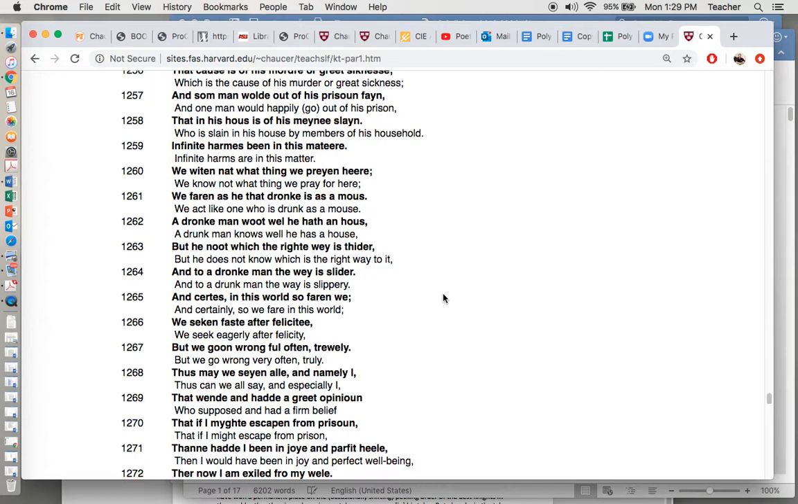Even it harms been in this matter, we witten not that thing we pray in here. We fare as he that drunk is as a mouse. A drunk man wot well he hath a house, but he not which the right way is thither. And to a drunk man the way is slither.